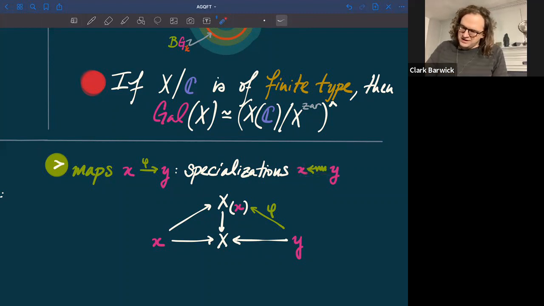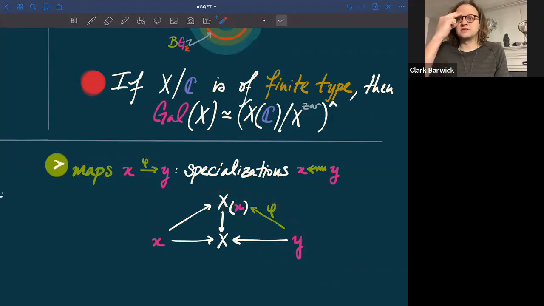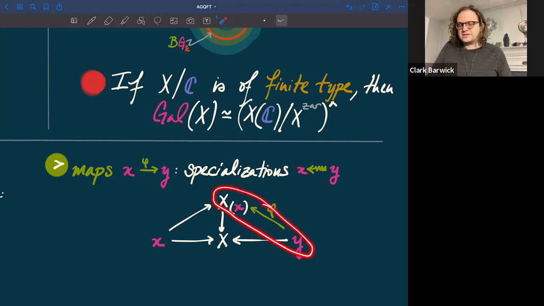So what precisely do I mean here? Well, I mean that if I've got this geometric point x bar and this geometric point y bar, then I can take the strict localization of X at little x. And then the data of this map is the same as the data of a lift of y bar to a geometric point of this strict localization. So in this particular case, if I look at the image points in the Zariski topological space of X, I'll see that the image of x is contained in the closure of the image of y. So it's a specialization at the Zariski level, but this is extra data now on top of that. And that's what we're keeping track of in this category.